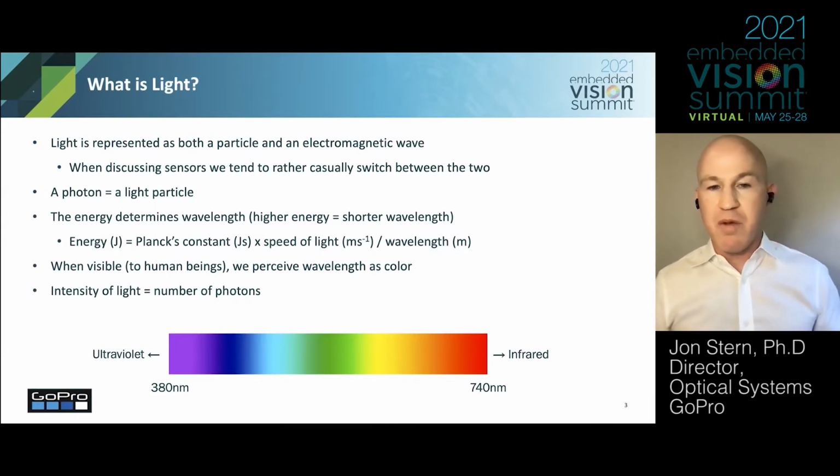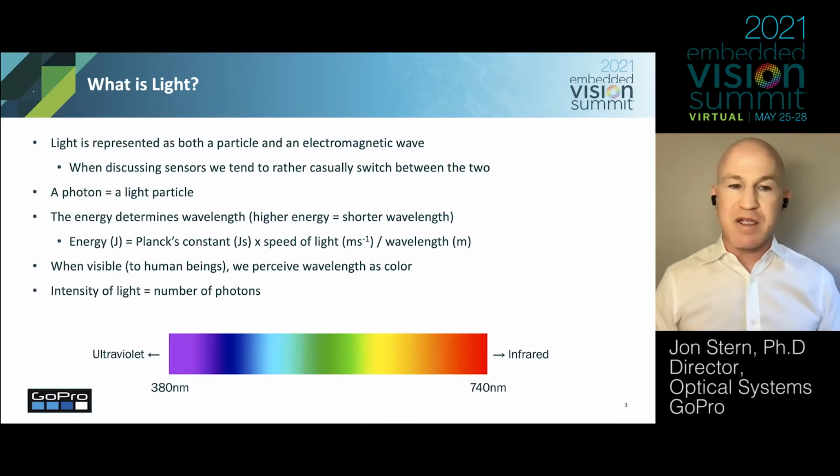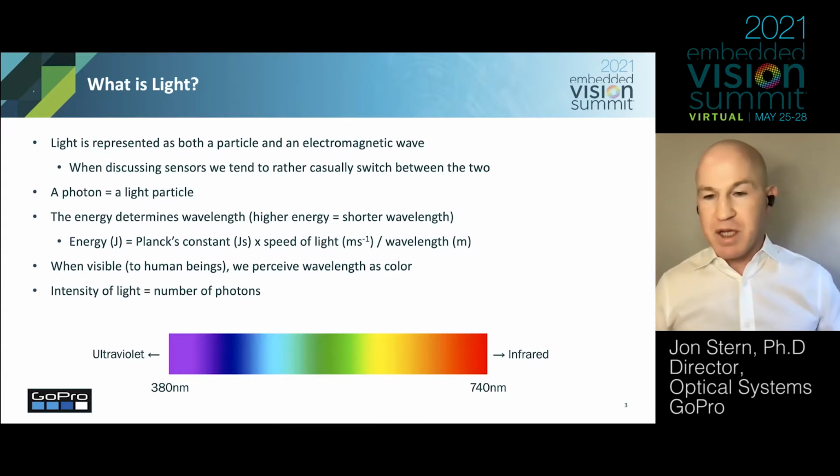And when visible to human beings, we perceive different wavelengths as color. And the intensity of light is proportional to the number of photons. So at the bottom there, you can see the familiar color range visible to most human beings, going from 380 nanometers to 740 nanometers. Below 380, we have ultraviolet. Above 740, we start to move into infrared.